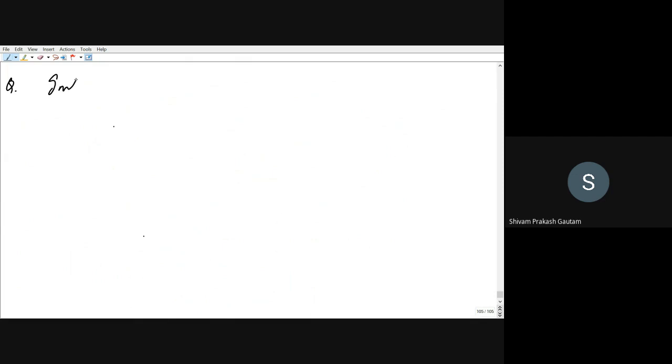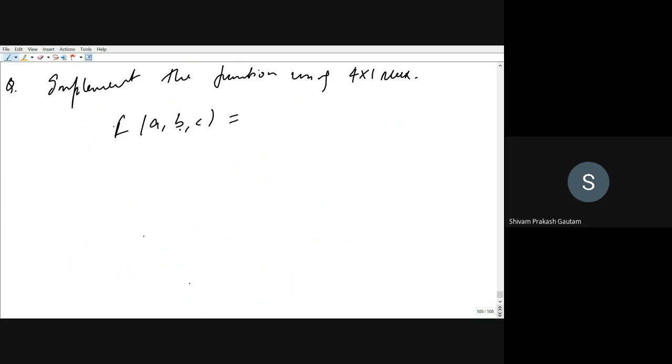So implement the function using 4x1 mux. The function is given again in terms of a, b, and c. So the function is ab plus bc bar. You can see again we have 3 variables in the function, whereas we have to use only a 4x1 multiplexer. That means the select lines will be 2.